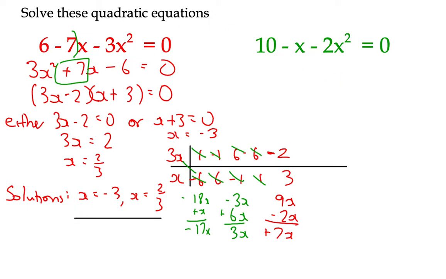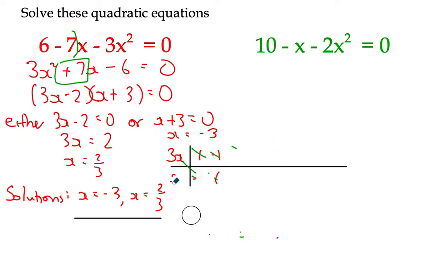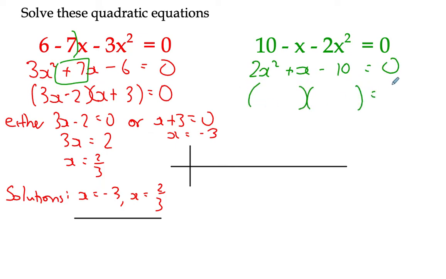10 minus x minus 2x squared. Pause it if you want to do it yourself, because I'll quickly go over the answer. Just going to use this table again. Okay, let's try it. I'm rearranging it by multiplying everything by negative 1. Positive 2x squared plus x minus 10 equals 0. Factors 2x and x, and we're looking for factors of negative 10.